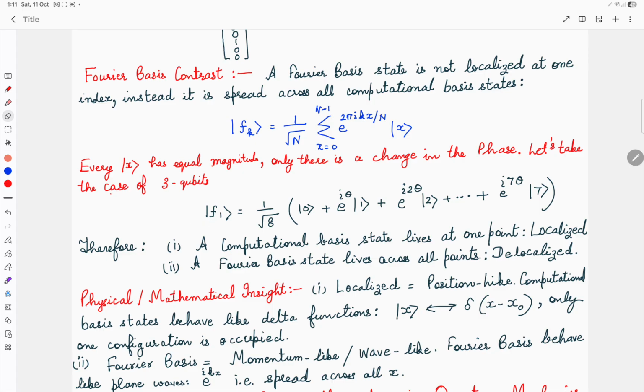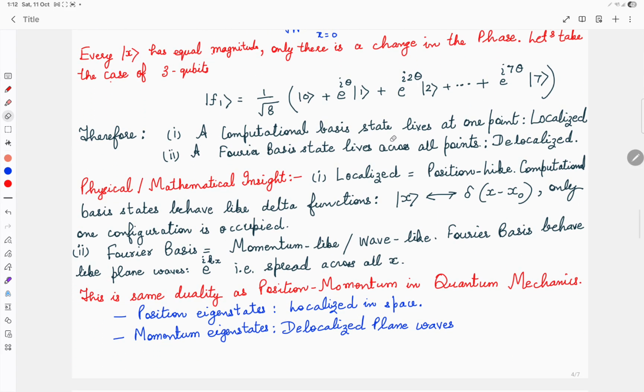What do I get? I get the summation of all the basis values with a phase value attached to each computational basis value: e to the power iota theta, e to the power iota 2 theta. So these are the phase gradients which come along with the computational basis states to give me a Fourier basis state, right? So this is the difference between the Fourier basis and the computational basis.